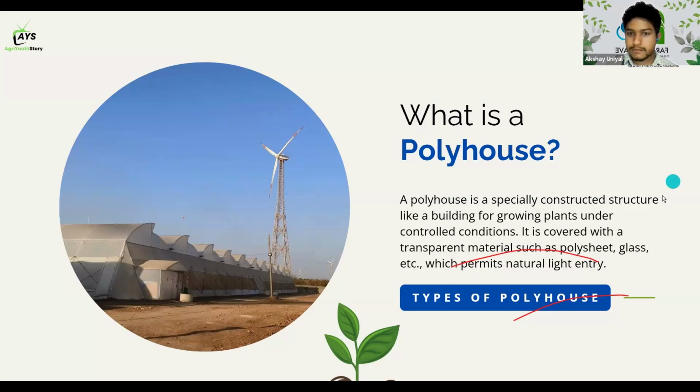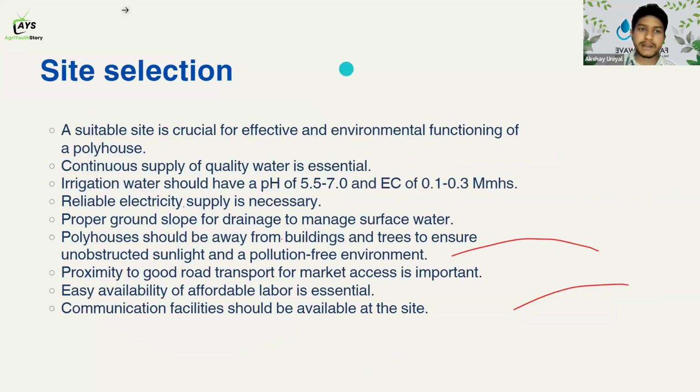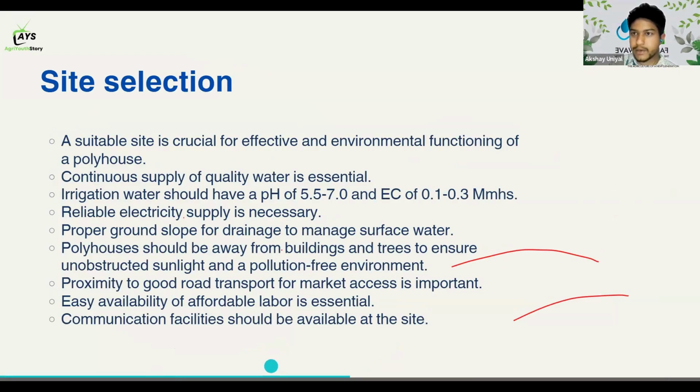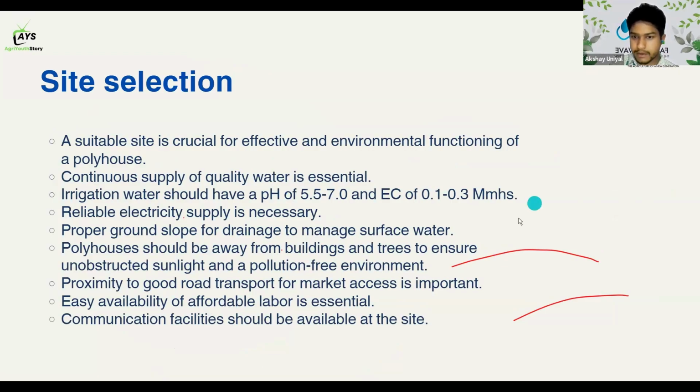Okay, now coming to the site selection, how do we determine what kind of polyhouse we are going to build, and if we are going to build a polyhouse? Now polyhouse itself is protected cultivation. So there is no point of it being a protected cultivation if we do not have a good supply of water.